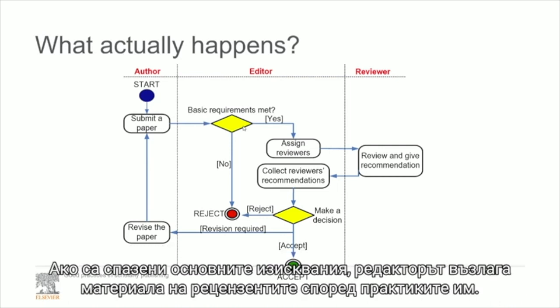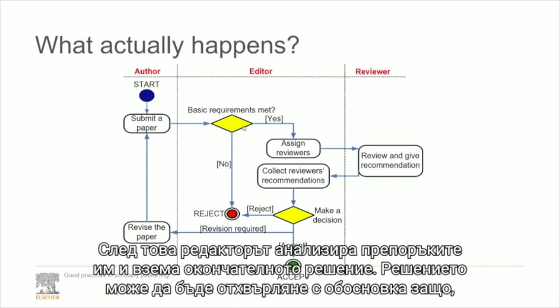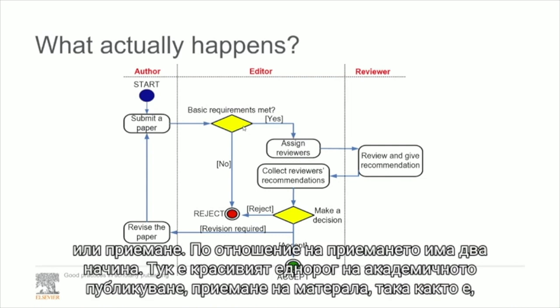If the basic requirements are met, then the editor assigns reviewers according to their best practice. They invite the reviewers. The reviewers review the papers and submit back to the editor their recommendations. The editor then analyzes the recommendations and makes a final decision. And the decision can be either way: reject with justification why, or accept.